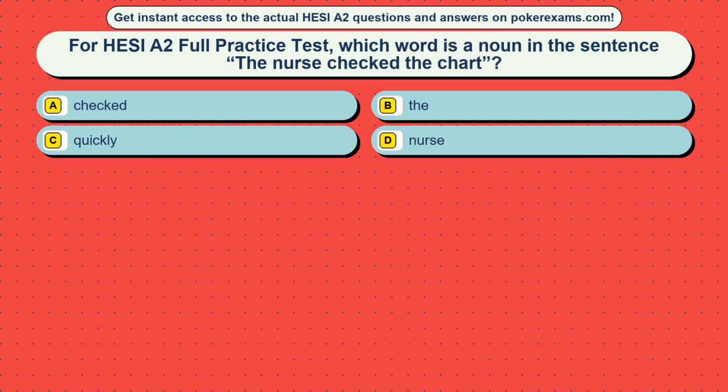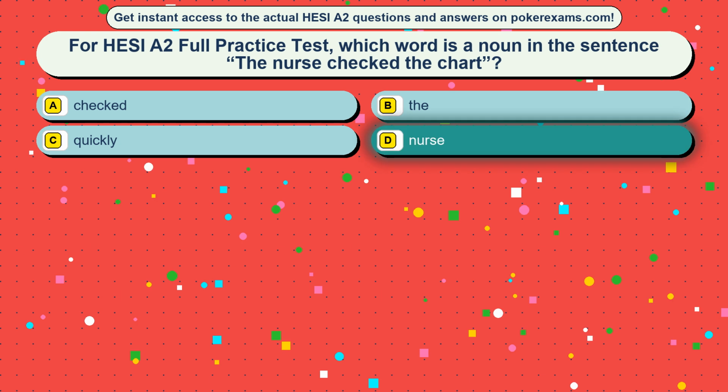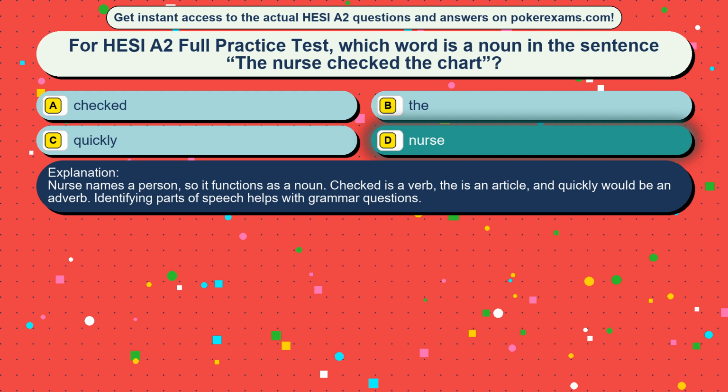Question 42. For HESI A2 full practice test, which word is a noun in the sentence "The nurse checked the chart"? Option A, checked. Option B, the. Option C, quickly. Option D, nurse. The correct answer is option D, nurse. Nurse names a person, so it functions as a noun. Checked is a verb, the is an article, and quickly would be an adverb. Identifying parts of speech helps with grammar questions.